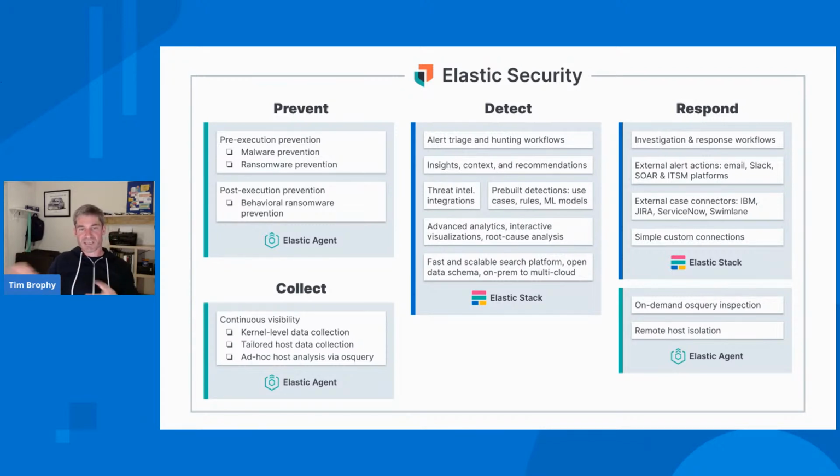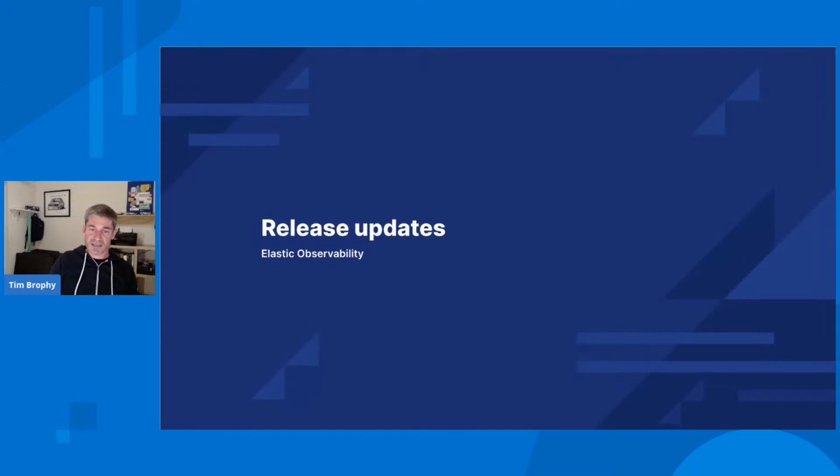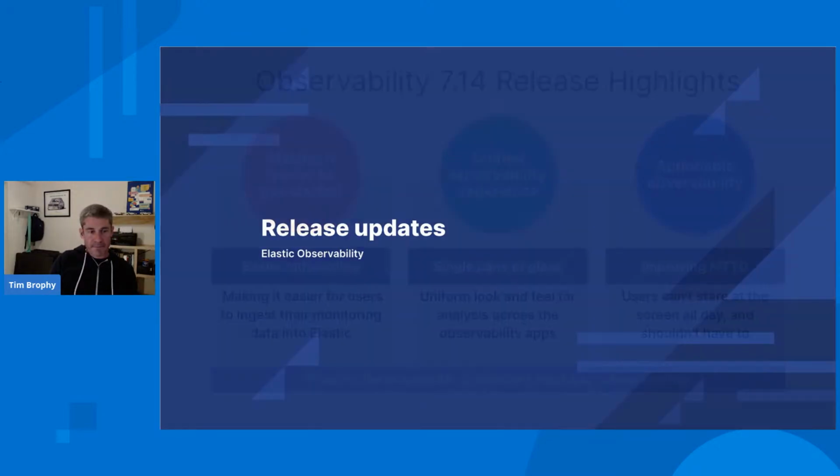We've also decoupled our rules and detection engine from our release cycle. So you don't have to wait for 7.15 for us to respond with a pre-built detection rule to an instance of some kind of threat that's out in the wild. And then from a respond point of view, like I've mentioned, connections to external systems and external case connectors. So you can see we've got Swimlane, ServiceNow, Jira, IBM Resilient, etc. And then I've spoken about some of the Elastic Agent capabilities in terms of host isolation and OSQuery.